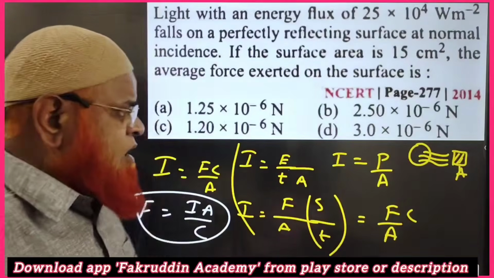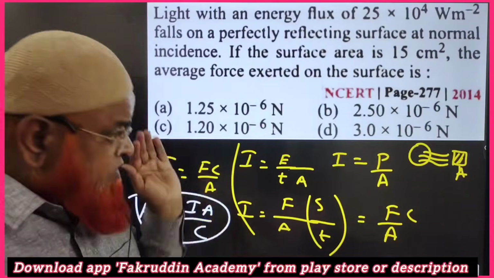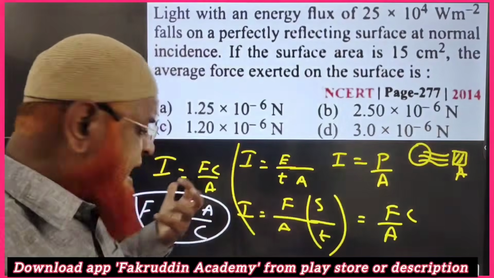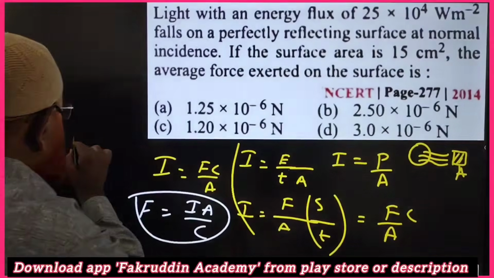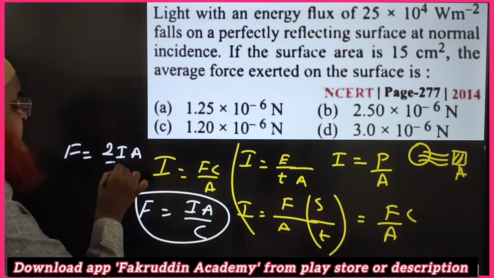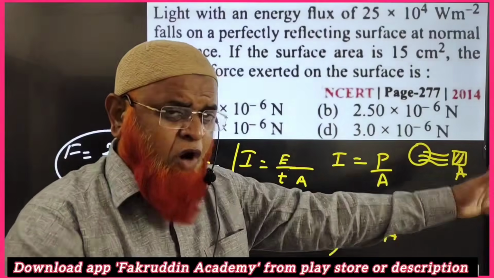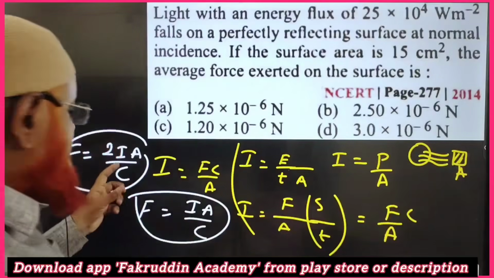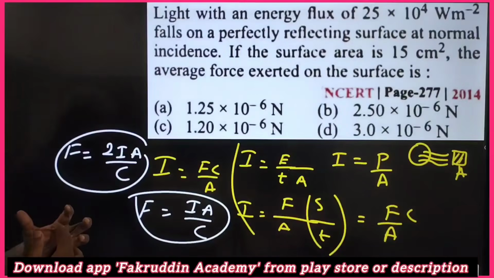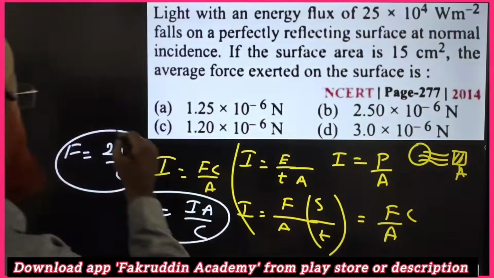Now, when the light falls and reflects back, then force is going to become 2IA by C. Double. Because it falls on a body and reflects back, then you can consider double here.